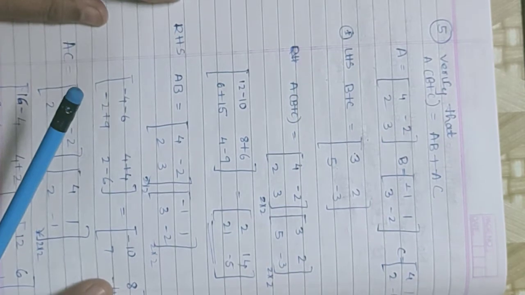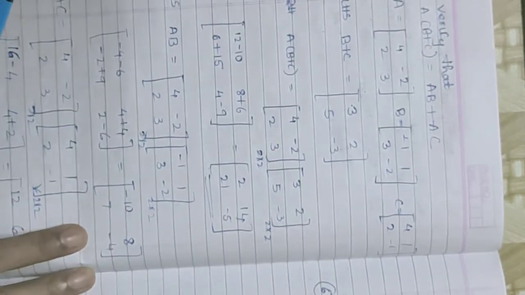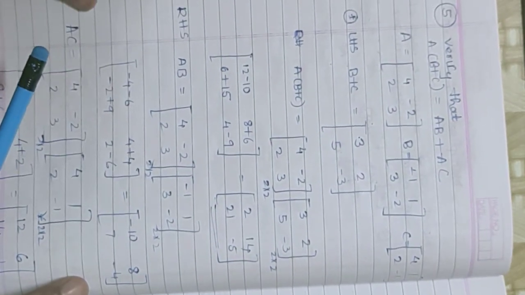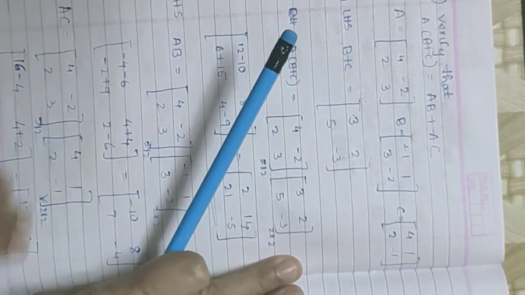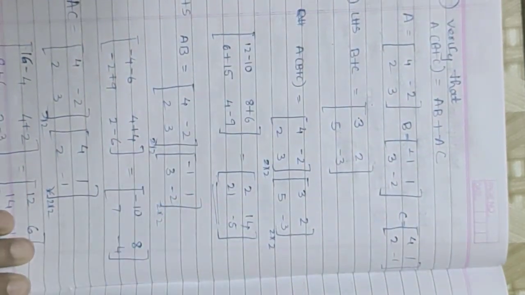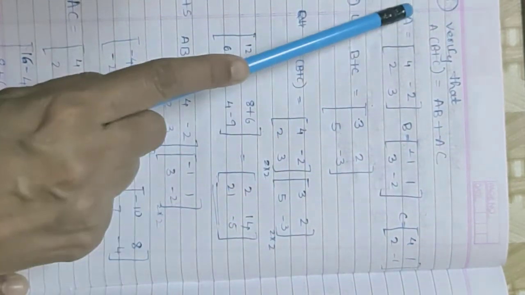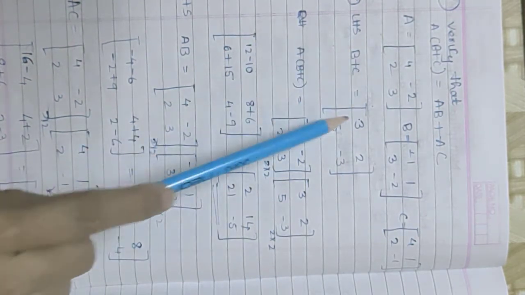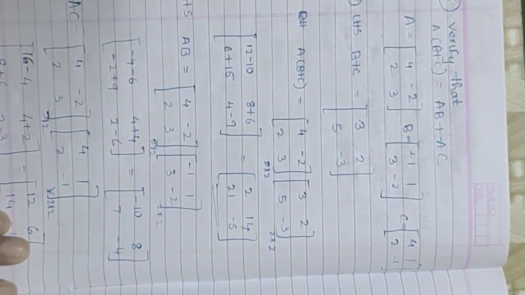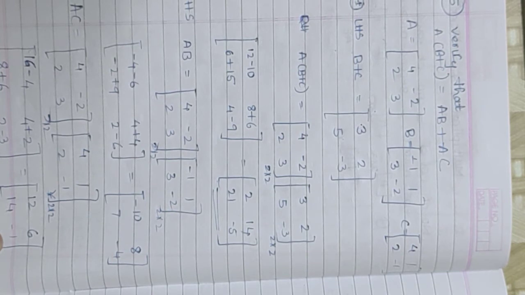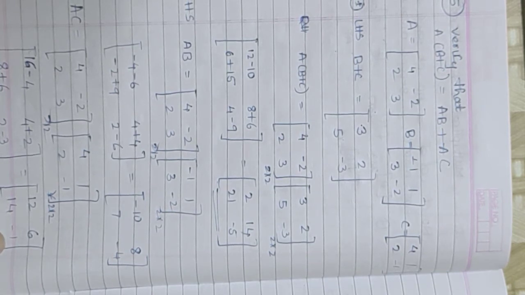Now see the fifth sum. We verify that A into bracket B plus C is equal to AB plus AC. Now here A matrix is given, B matrix is given, and C matrix is given. The matrices are of order 2 by 2.